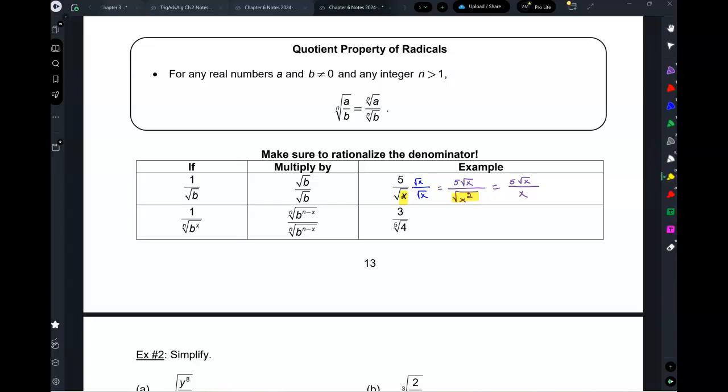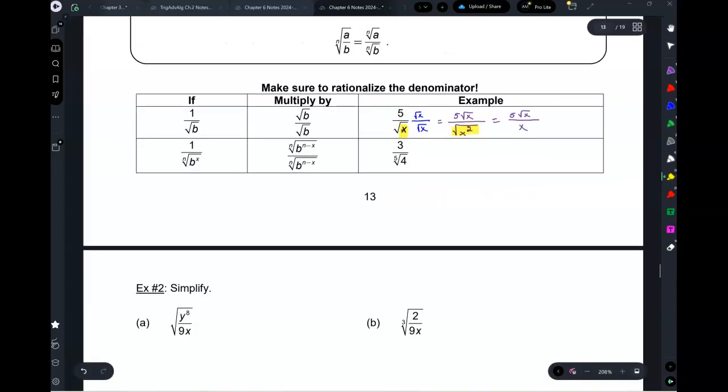Now, what if it's not a square root? What if it was a cube root of x? How many total x's did we need in there for them to come out? 3. And if it was the 7th root, how many x's would we have needed? 7 of them.